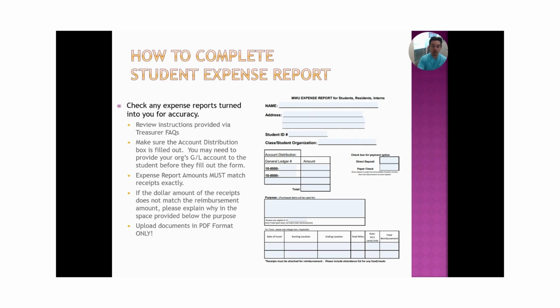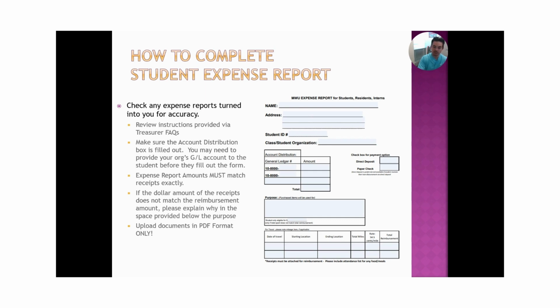Please fill out the amount to the penny, to the cent. If your expense report and your receipt do not match to the cent, it will get denied. So please make sure everything matches accordingly. Up here, please note your name, address, your student ID, and your class or student organization, all right here. On the right here, please note whether it's a direct deposit or a paper check. And then in this main box right here, please note what the purpose of the purchase was for.